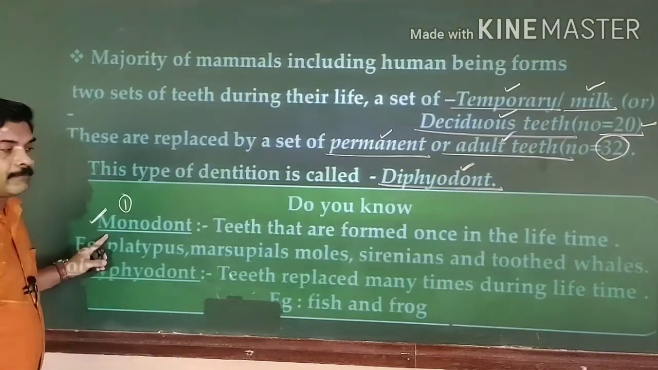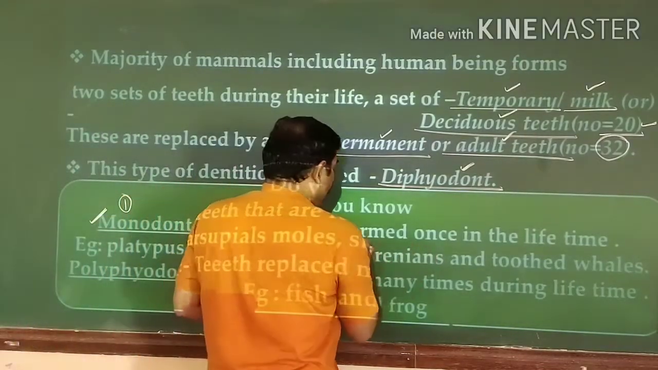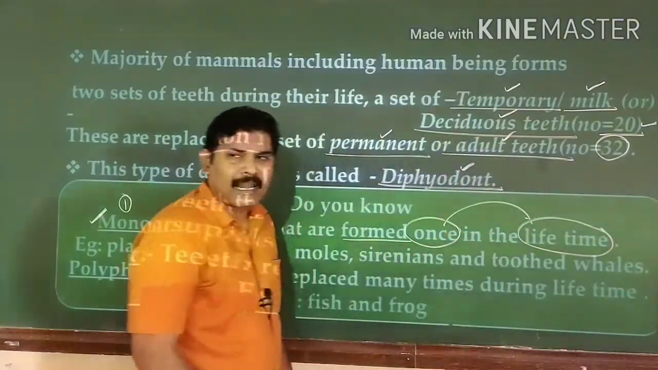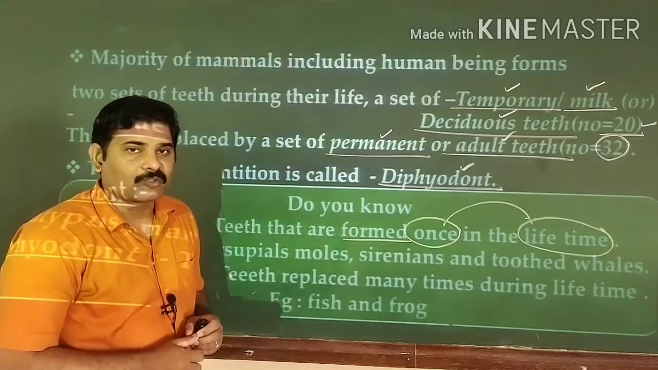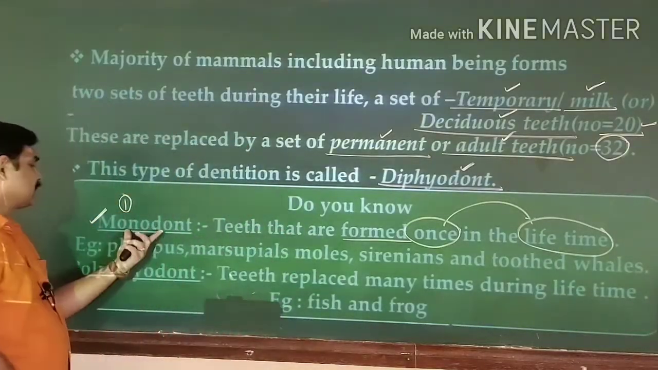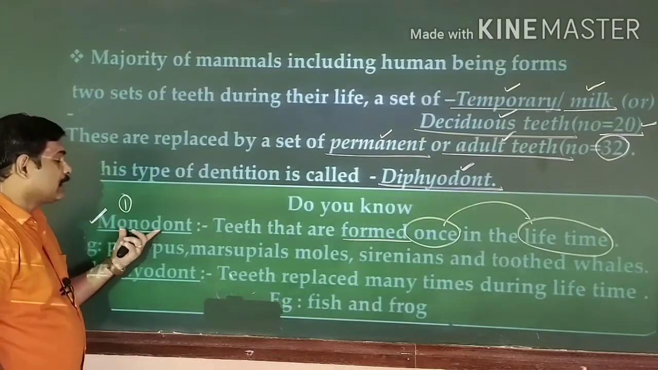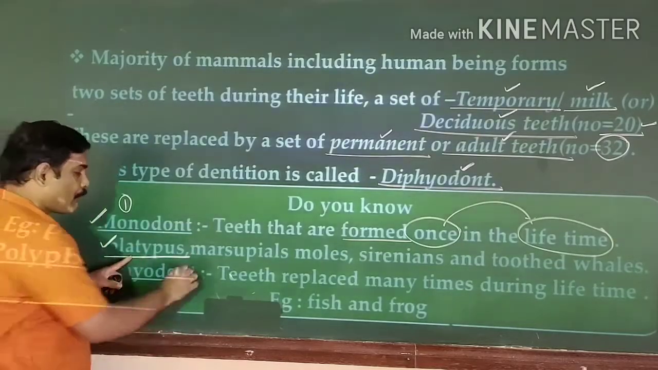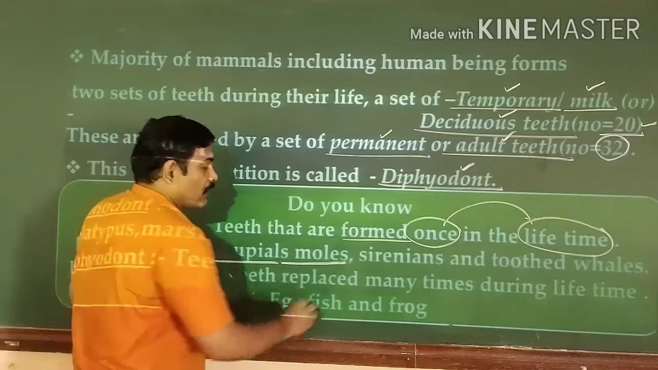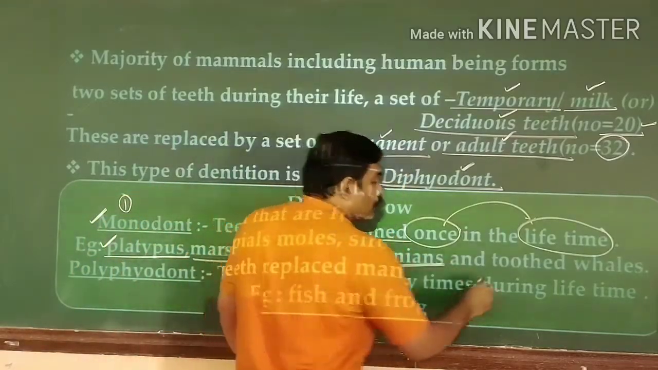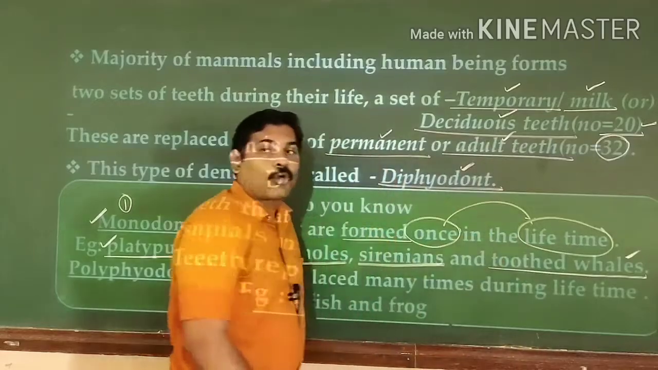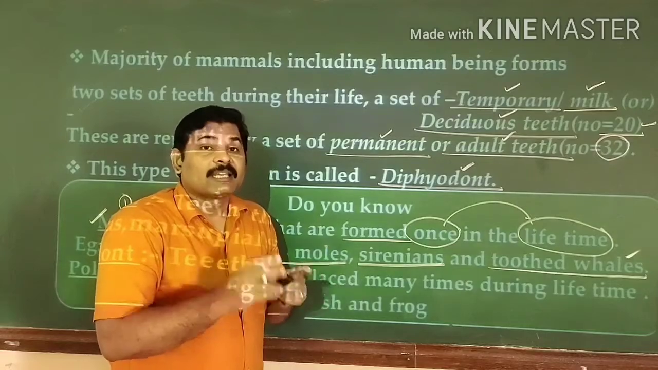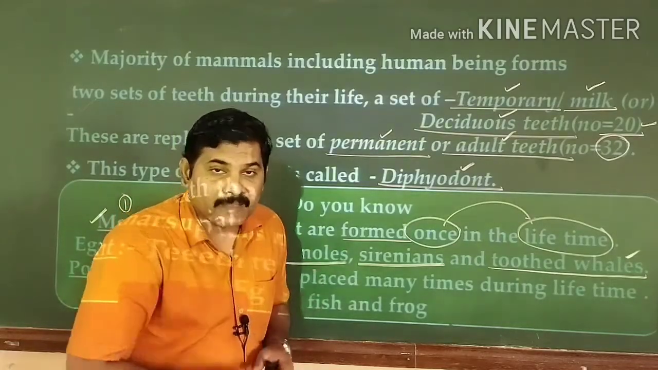Mono means only one. In this, the teeth are formed only once in the lifetime. Once in the lifetime only, the growth of the teeth takes place. Such dentition is known as monodont dentition. Examples for such animals are the duck-billed platypus, marsupial moles, sirenians and toothed whales. They are all examples of animals in which the growth of the teeth takes place only once in their lifetime.